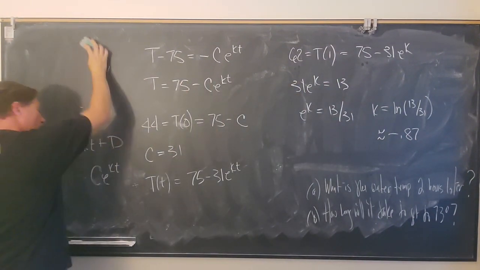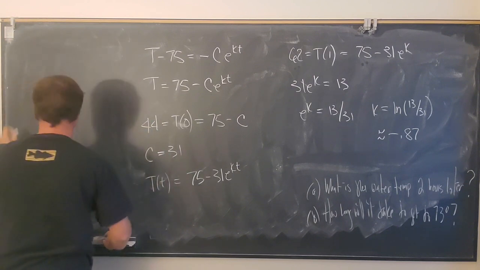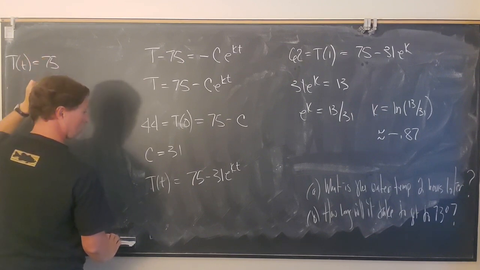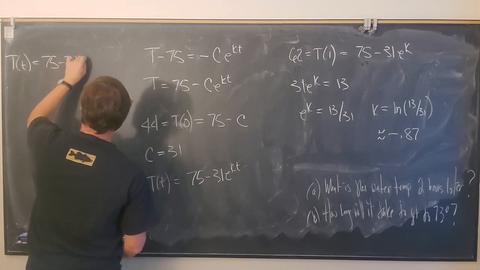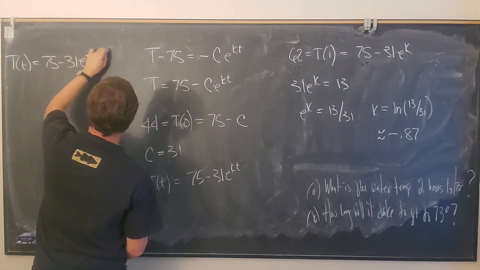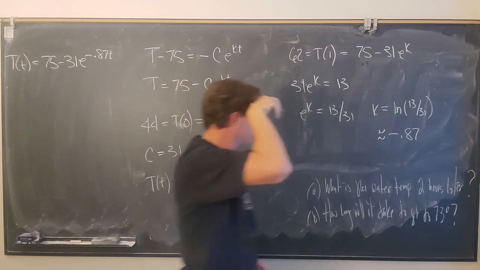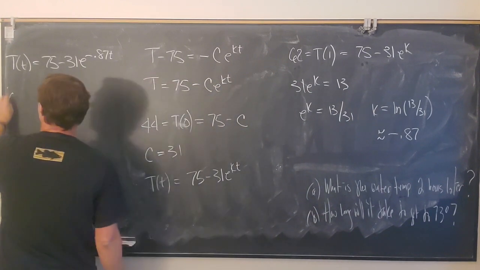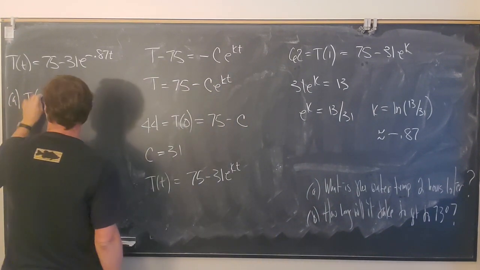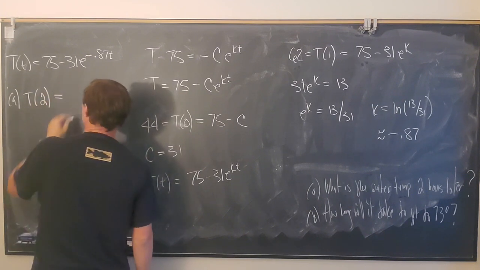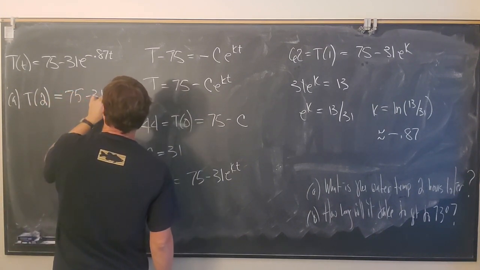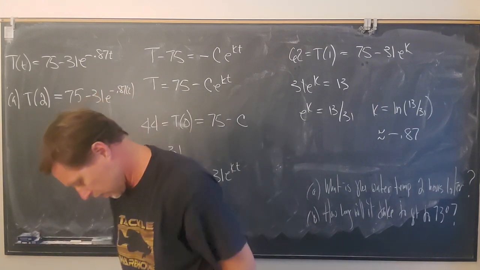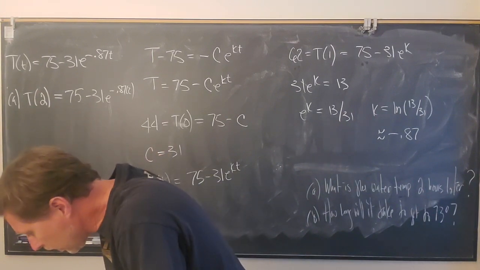So the formula that tells us the temperature at time t is going to be 75 minus 31 e to the negative 0.87t. Okay, so now we want to know what's the water temperature 2 hours later. So part A, we're just looking for T of 2. That'll be 75 minus 31 e to the minus 0.87 times 2. And if you work this out, it comes out to be about 70 degrees.